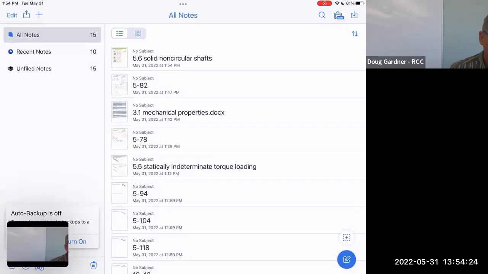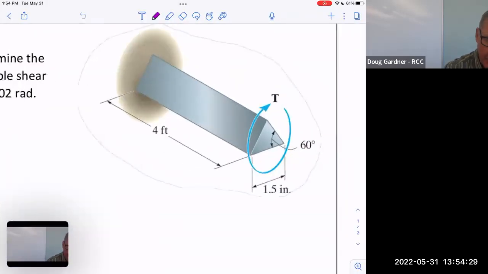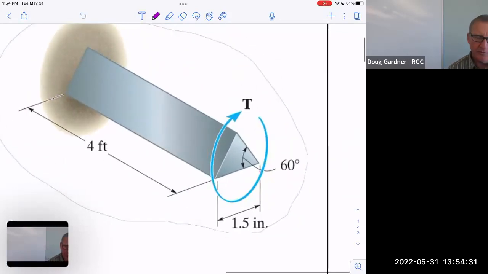And this is a pretty interesting question. So let's see if we can tackle it. So, okay, here we are. Before we read the question, there's this 4-foot triangular deal sticking out. And I notice it's an equilateral triangle because it's 60 degrees. So it'd be 60, 60, 60.